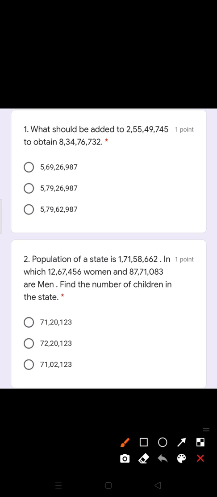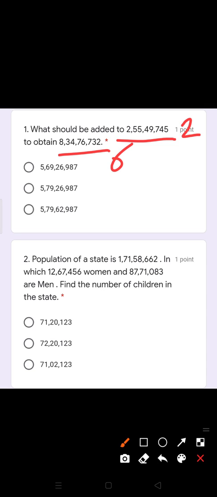So your first question says, what should be added to 2 crore 55 lakh 49,745 to obtain 8 crore 34 lakh 76,732? Now this question is of large numbers, so we can get confused in this question. So to understand the question, what we are going to do, we are just going to assume some small numbers instead of large numbers. Okay, just put any small numbers.